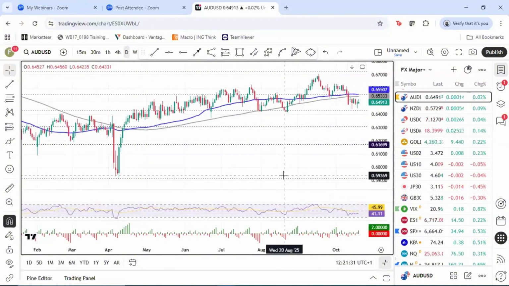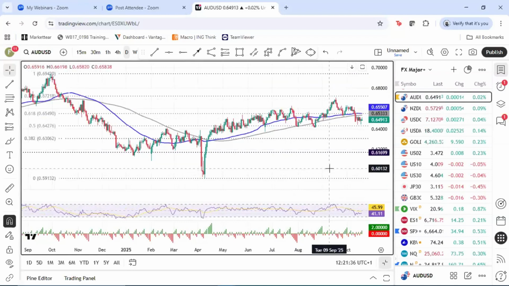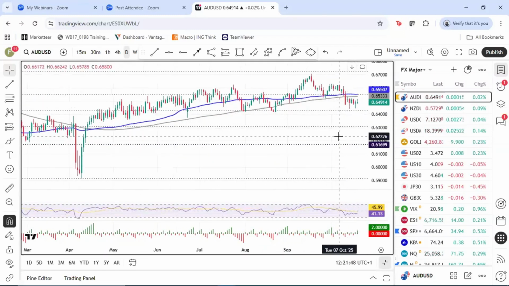And then looking at the Aussie dollar chart overall, you can see we're just hovering below the 50-day moving average at 65.50 and below that fib level at 65.49. So that could be some decent resistance. Yeah, just sort of consolidation.